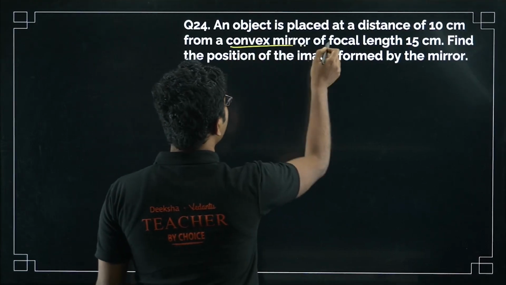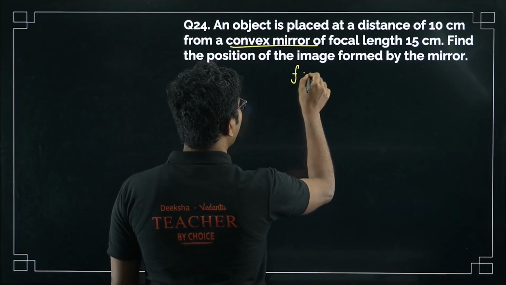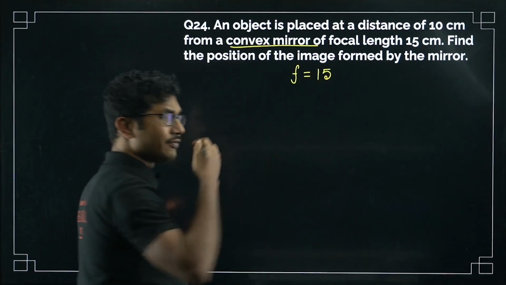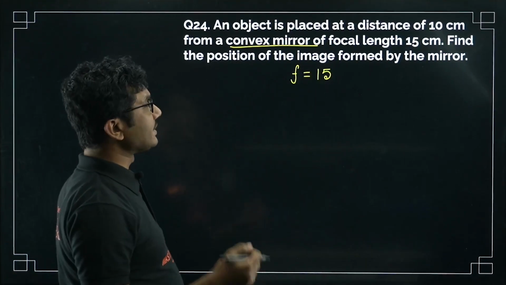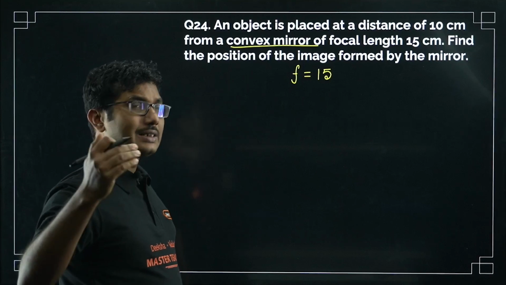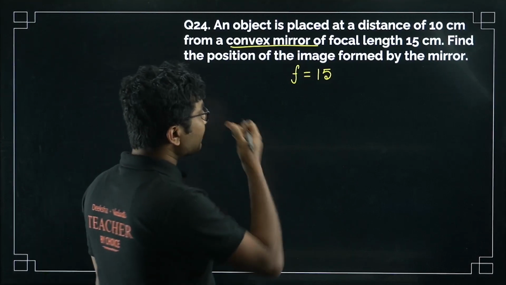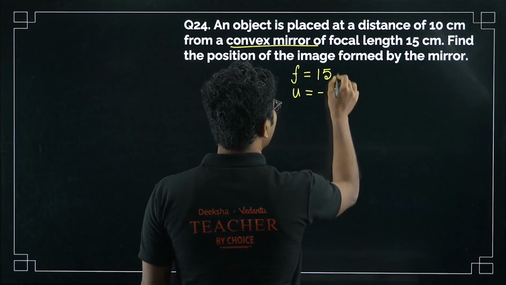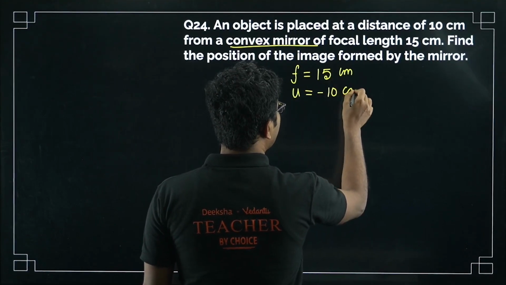So convex mirror means focal length is positive. You have to remember, convex lens or convex mirror, if it is convex, it is always positive. If it is concave, no matter mirror or lens, it is always negative. The object is placed at a distance of 10 centimeter. Object distance is always negative by default.